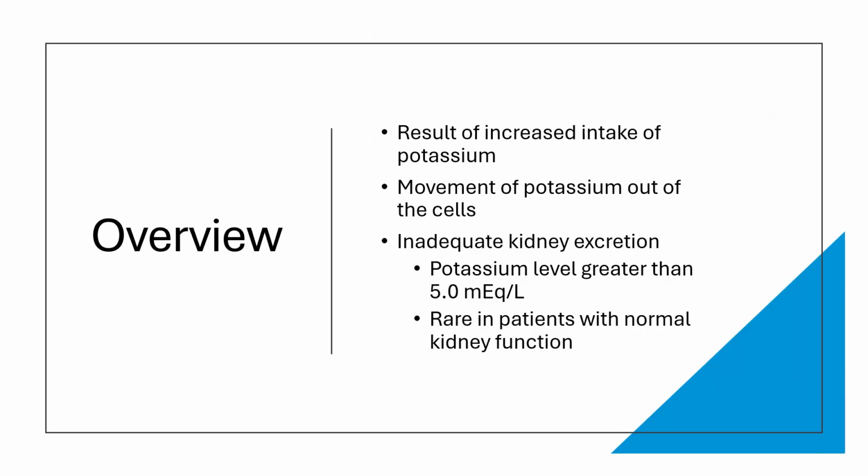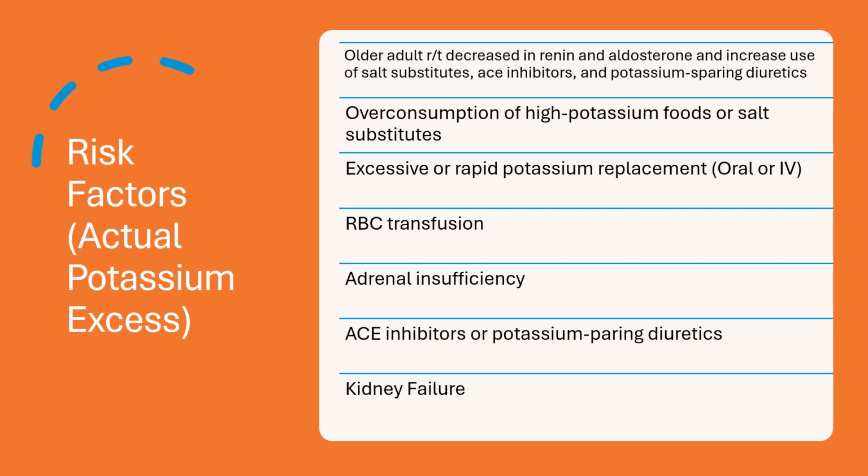It can result from increased intake of potassium, movement of potassium out of the cells, or inadequate kidney excretion. So, a potassium level greater than 5, and it's rare in patients with normal kidney function. Who's at risk for actual potassium excess? Older adults, related to a decrease in renin and aldosterone and increased use of salt substitutes, ACE inhibitors, and potassium-sparing diuretics. Overconsumption of high potassium foods or salt substitutes, excessive or rapid potassium replacement, red blood cell transfusion, adrenal insufficiency, ACE inhibitors or potassium-sparing diuretics, and kidney failure.